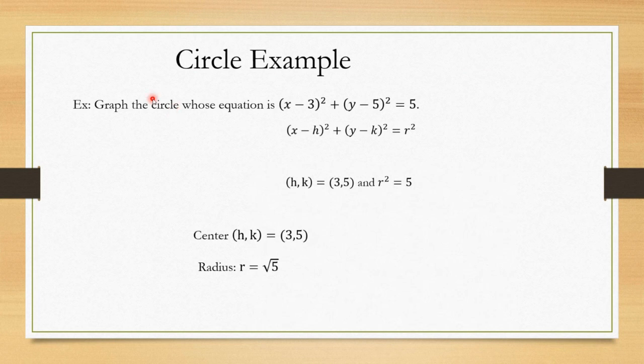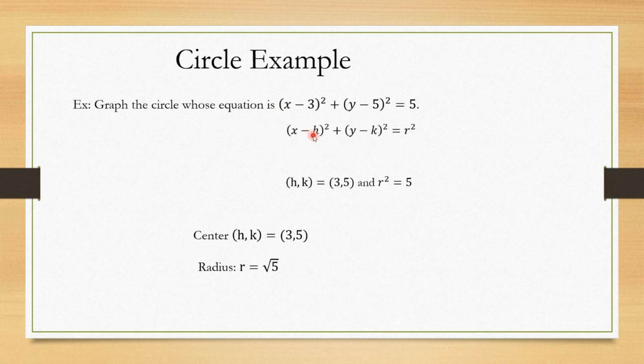In fact, here's our first one. So let's say we have this equation, and we want to graph that circle. Well, first, yes, we could use Desmos to graph it by typing in the equation, but let's see what the center and radius are. Again, this is the standard form of an equation of a circle.